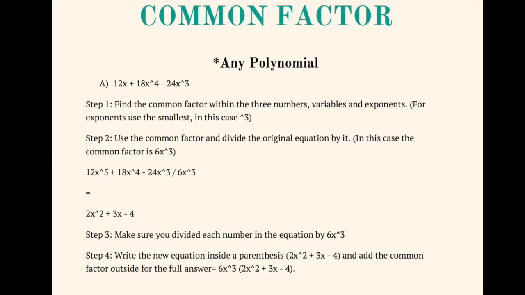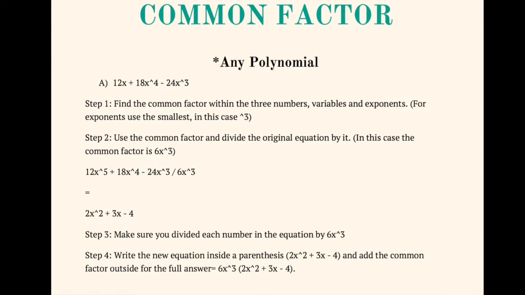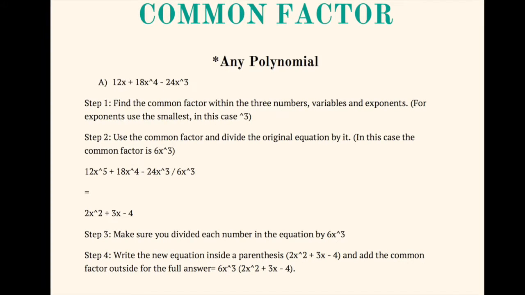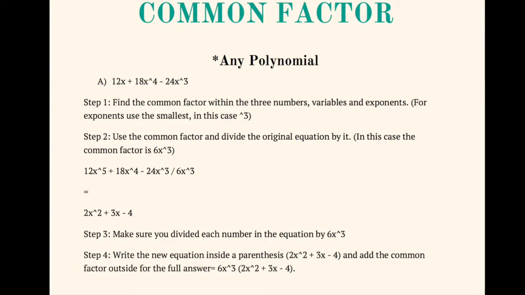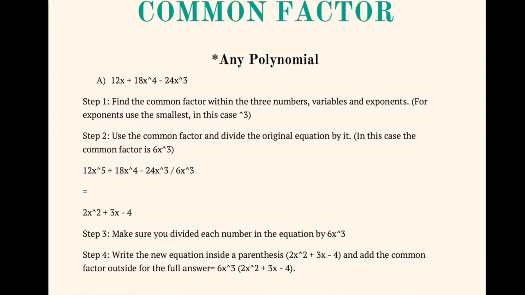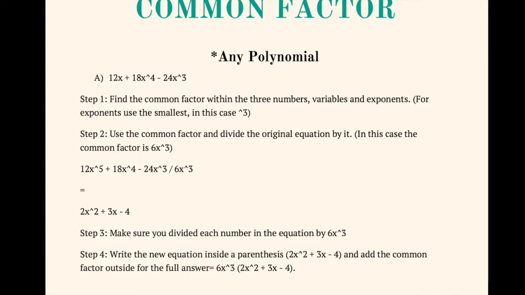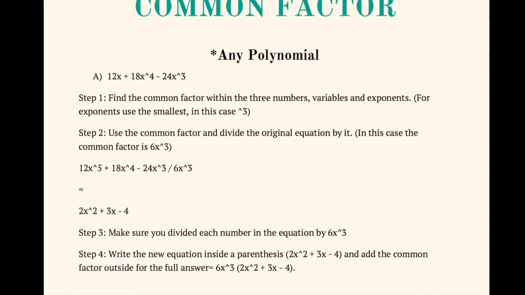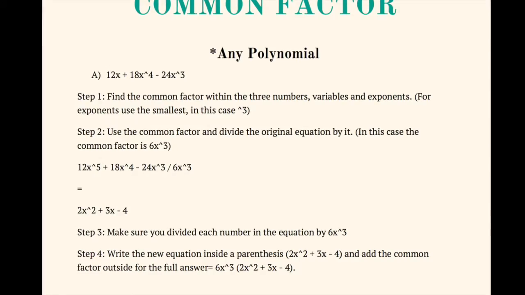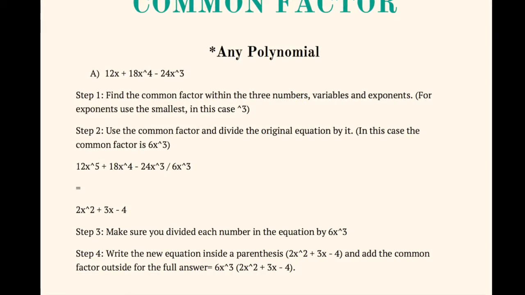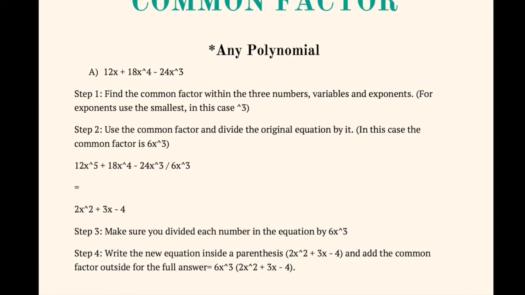Common factoring any polynomial. The first problem, A: 12x to the power of 5 plus 18x to the power of 4 minus 24x to the power of 3. Step 1. Find the common factor within the three numbers, variables and exponents. For exponents, use the smallest, in this case, 3. Use the common factor and divide the original equation by it. In this case, the common factor is 6x to the power of 3.